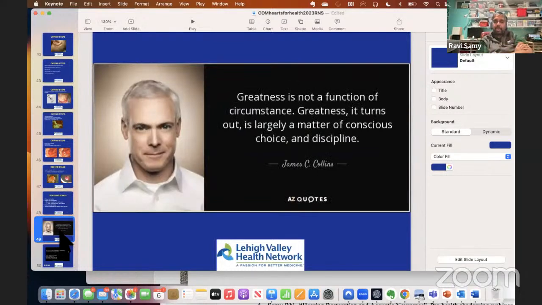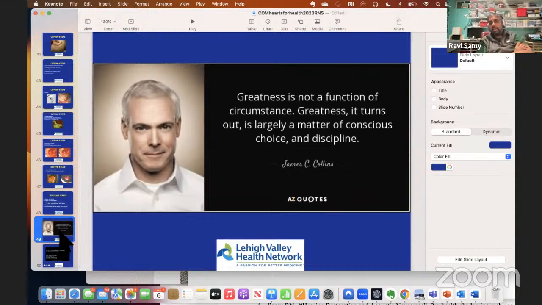Before we get to the video, I am a big fan of culture readings. If you are ever interested in learning more, there's a book by this guy, Jim Collins. He is outstanding. He's a former Stanford MBA professor. He's written one of the best books of all time, I think, for the business world, and it's called Good to Great, where he studies a lot of companies that have been around for a long period of time. Greatness is not a function of circumstance. Greatness, it turns out, is largely a matter of conscious choice and discipline.